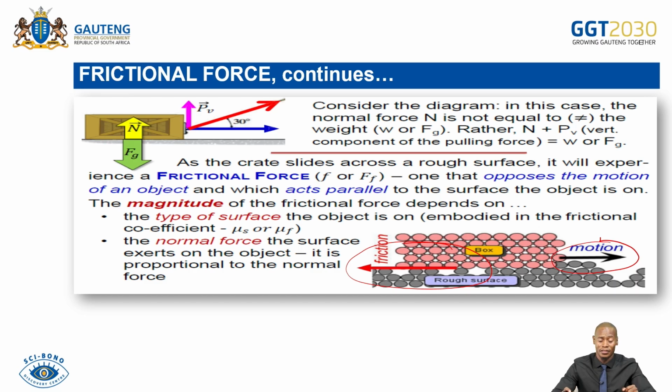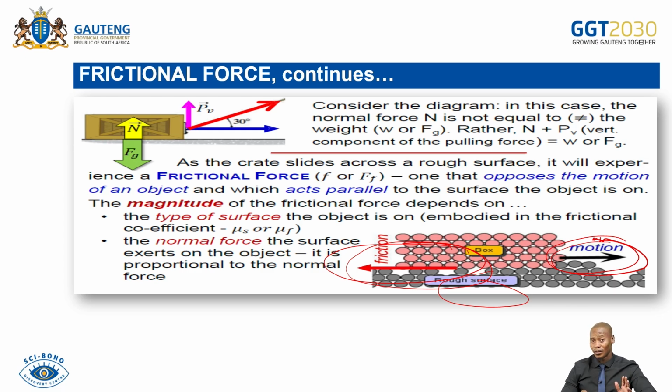There's a force that opposes the motion of an object, and that force acts parallel to the surface. And that force depends on the normal force. Very, very important. So when we talk of frictional force, it's a force that opposes the motion. This is the motion of that object. It's a rough surface, which shows that there's frictional force. Then your frictional force will act in the opposite direction. That is frictional force.